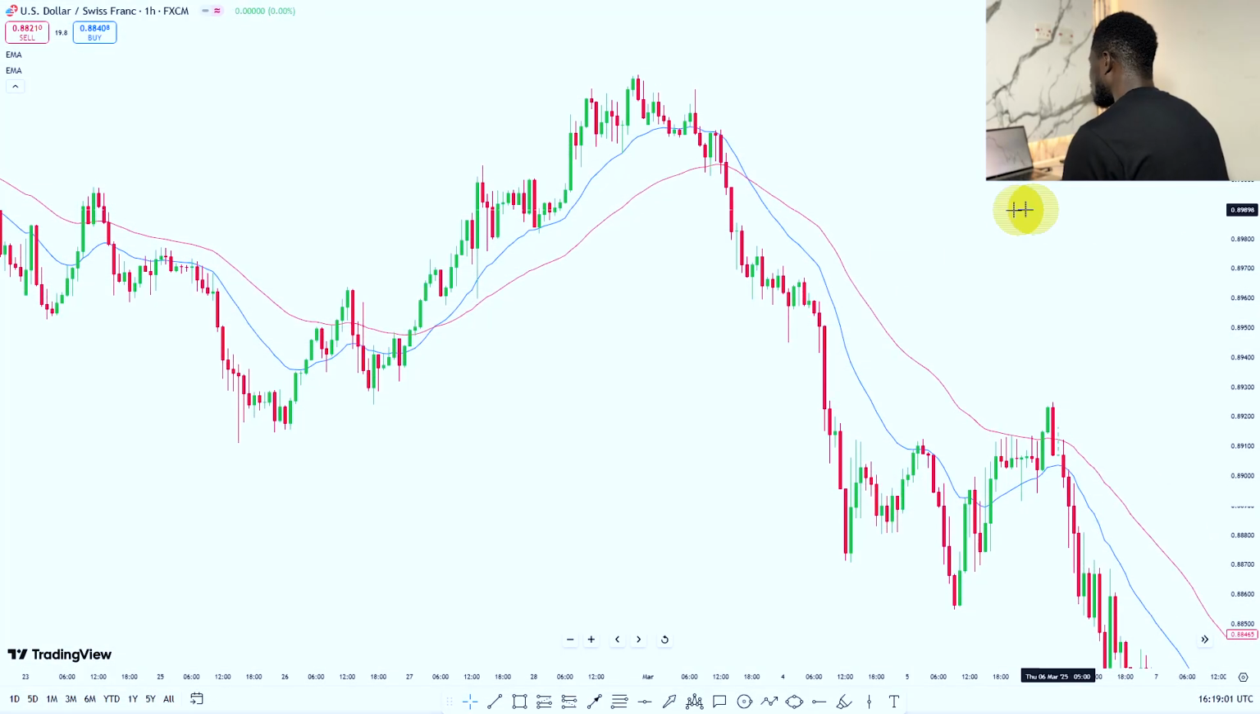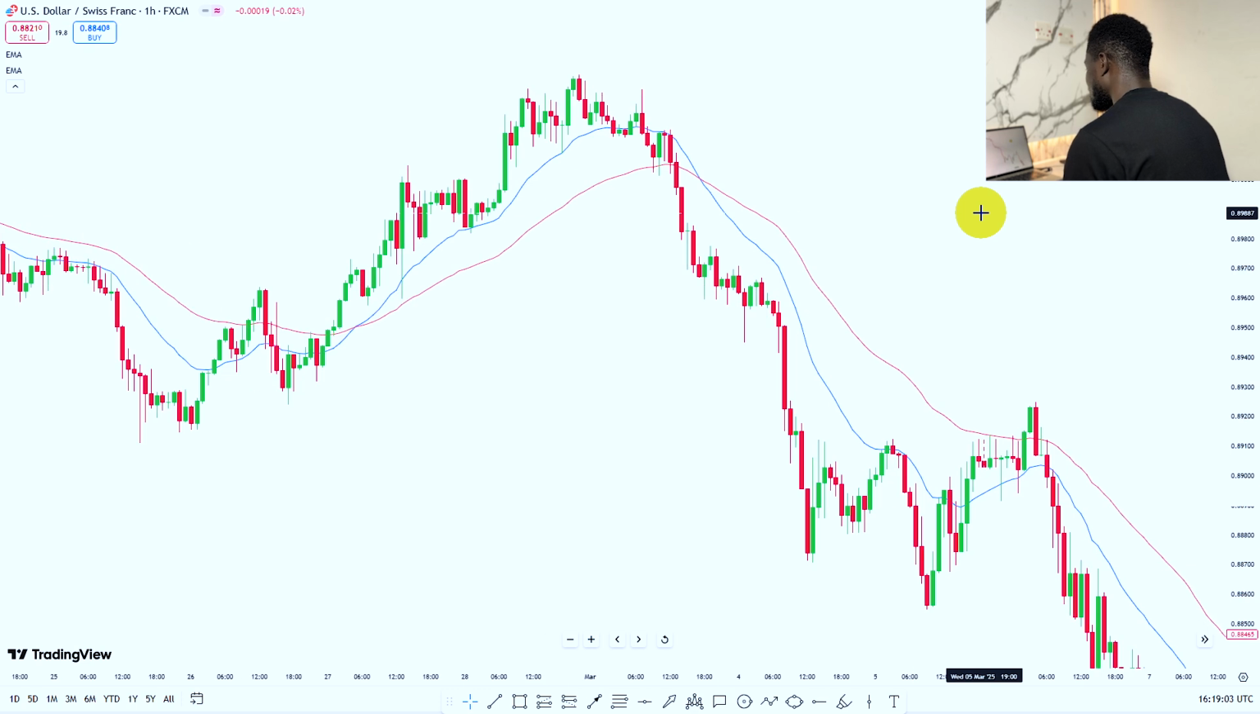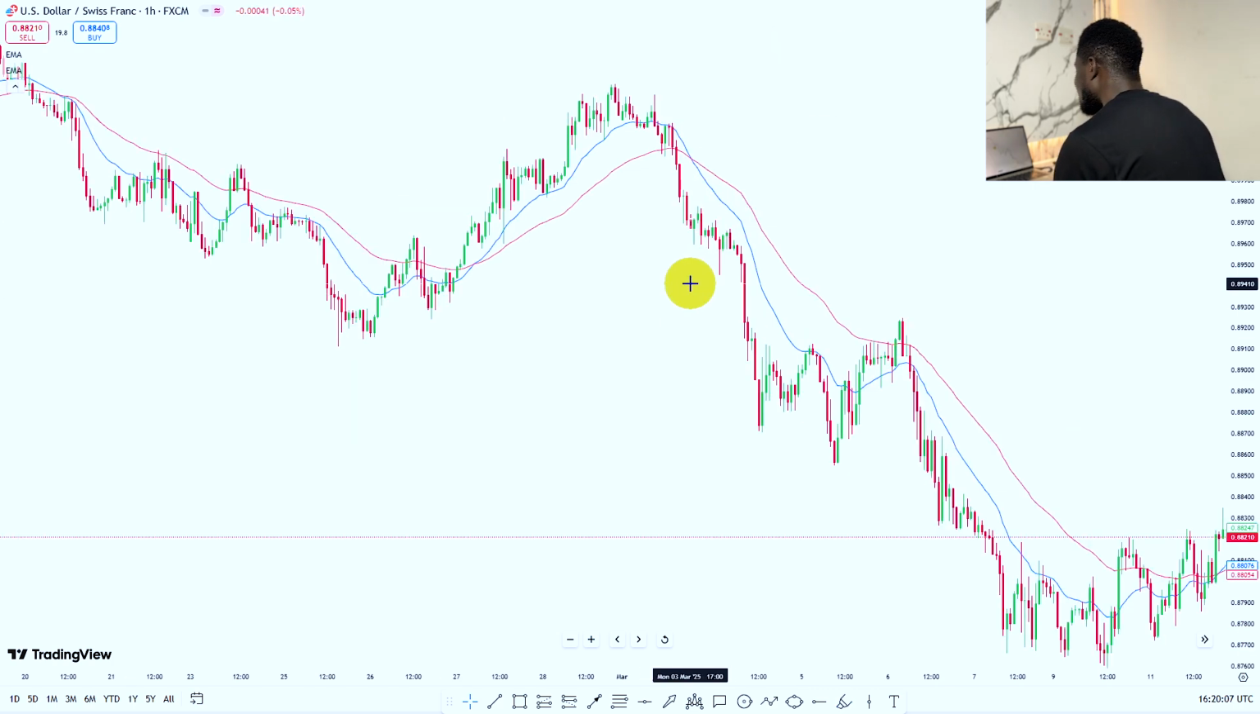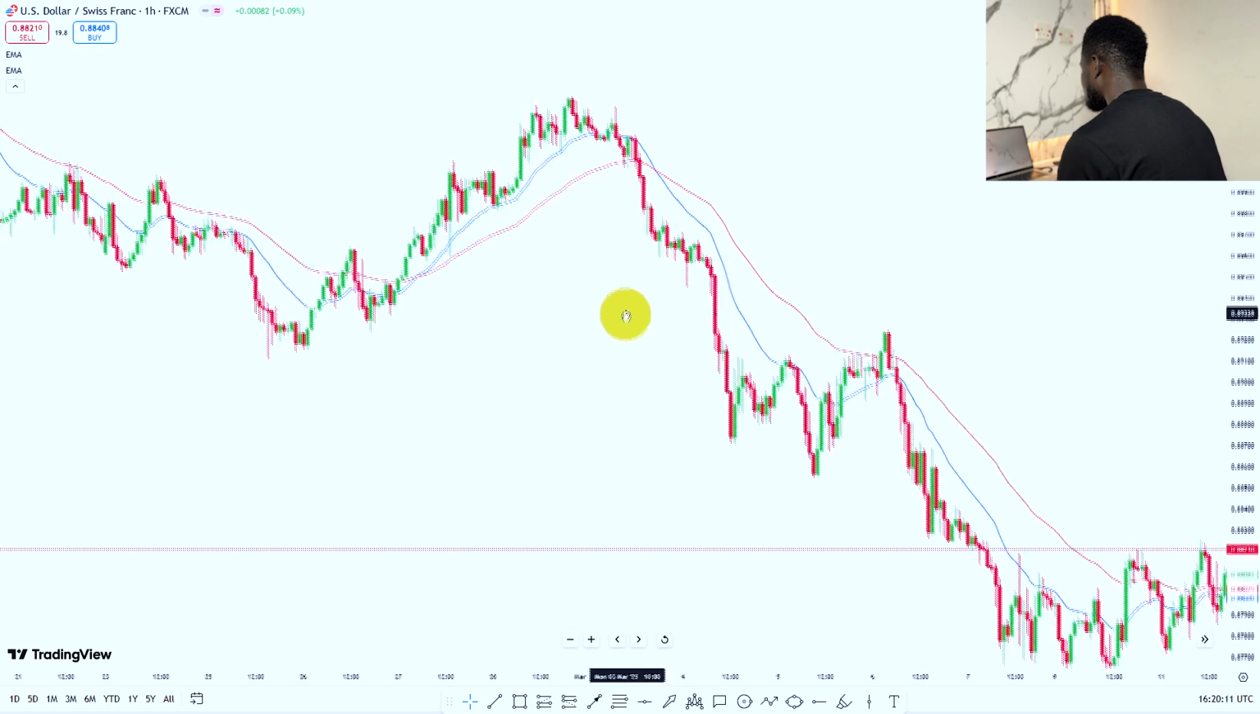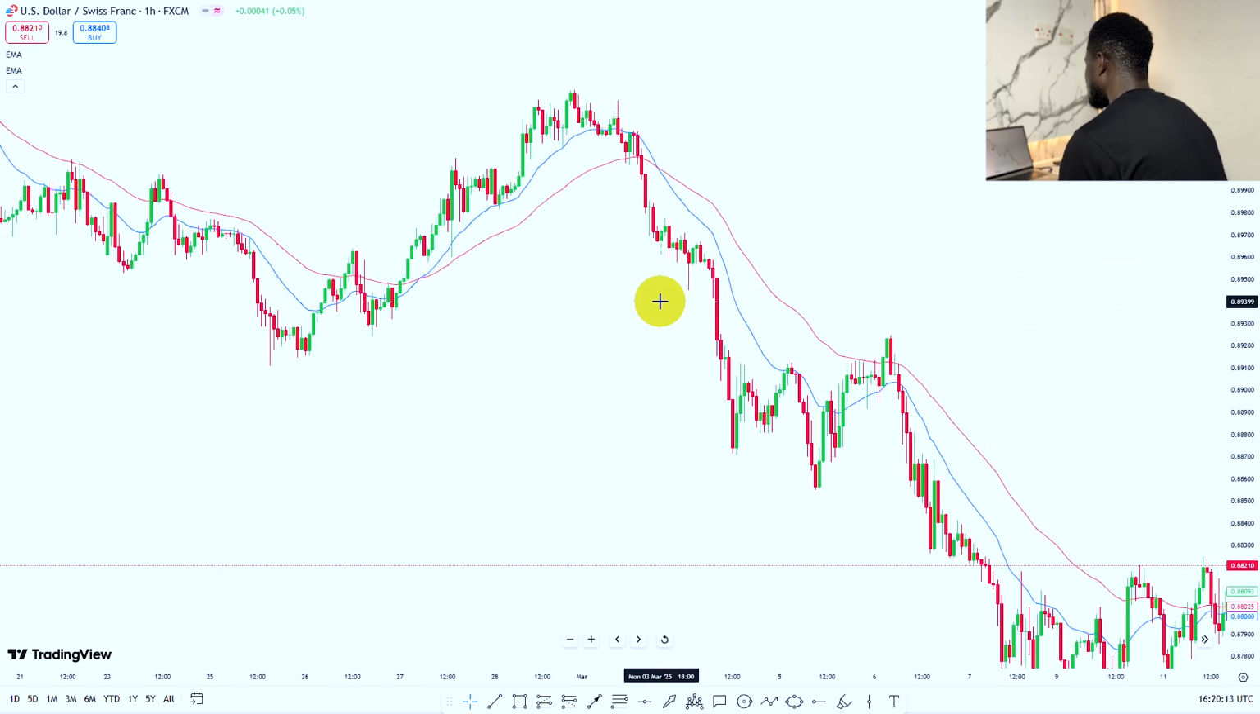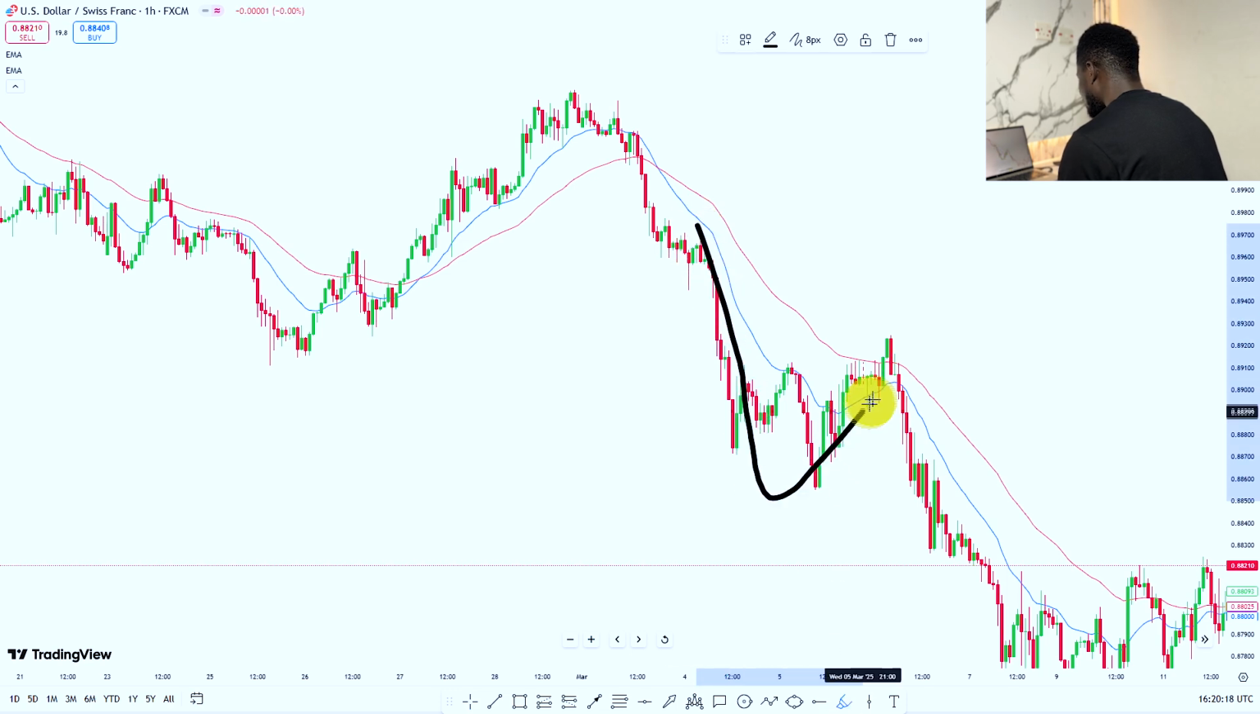For you to establish a downtrend using this indicator based strategy, the 50 EMA and the 20 EMA, you have to ensure that the price action is trading below the 50 period moving average and the 20 period moving average. Once you establish this bearish sentiment, the next thing is to wait for price action to retest the moving average, both the 50 period moving average and the 20 period moving average.